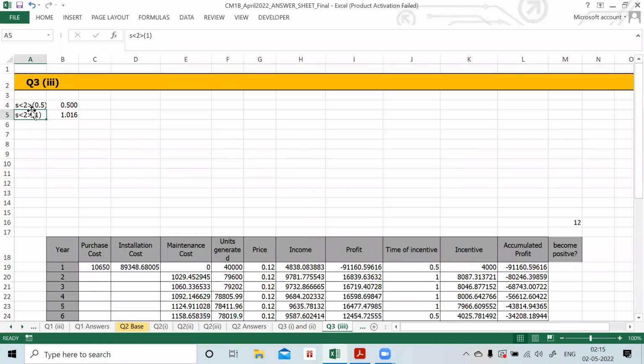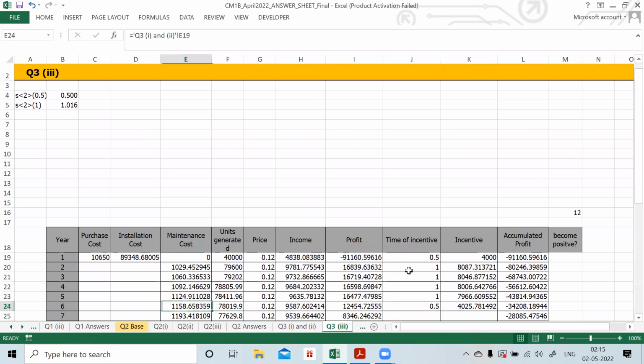So we'll calculate half yearly as half 0.5 and then 1. Now why we calculate 0.5 is that for the first year, only half year of electricity production was made. So this is only half year, then 1 year, 1 year, 1 year, 4 full years, and then half year, half of the 6th year. Okay, the payment will be made then only it will complete 5 years of full payment. So incentive is 4,000.